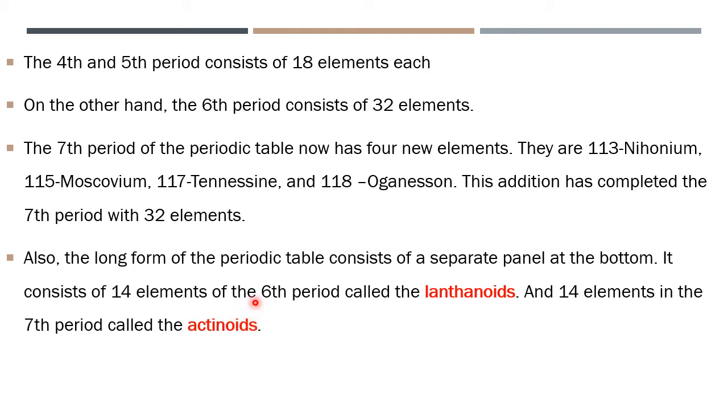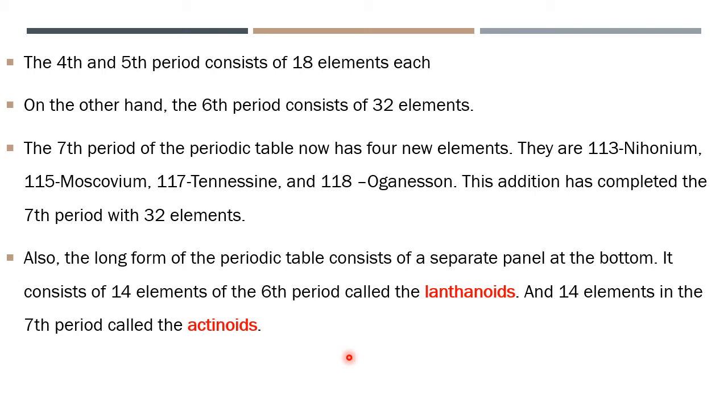It is because of what? Soon after lanthanum, 14 elements come which are chemically the same. So they are called together by the first member, lanthanum, lanthanoids. In the same way, the next 14 elements are called actinoids, because it starts from actinium, therefore they are called actinoids.